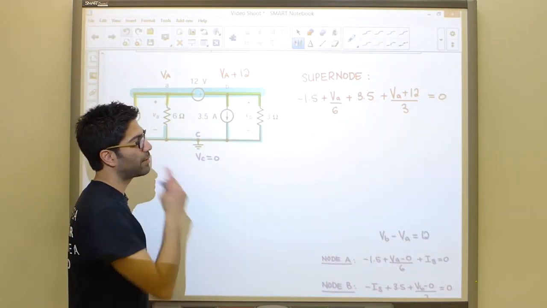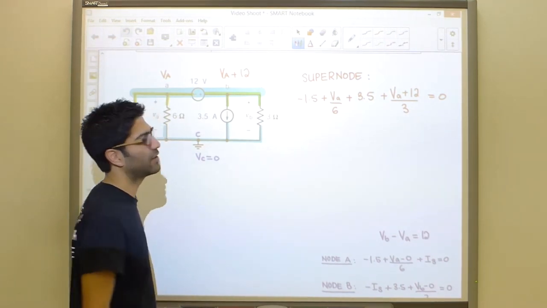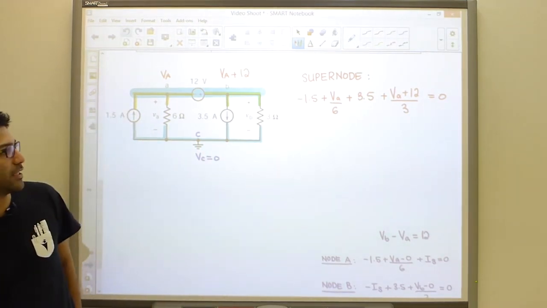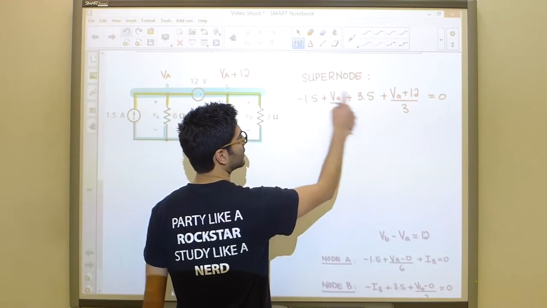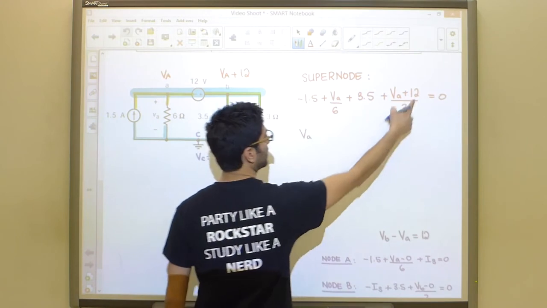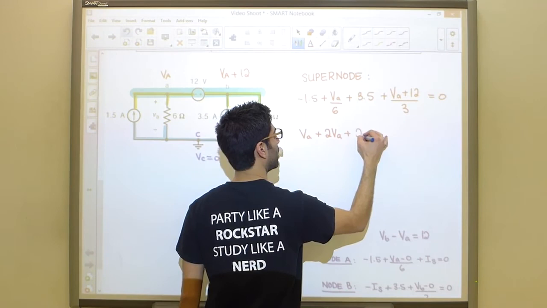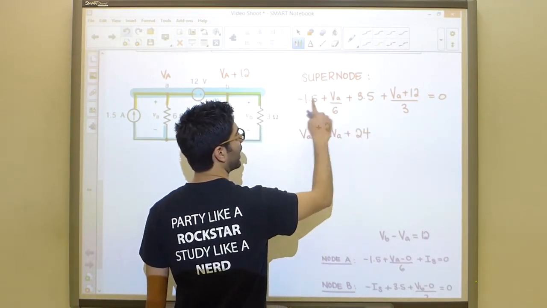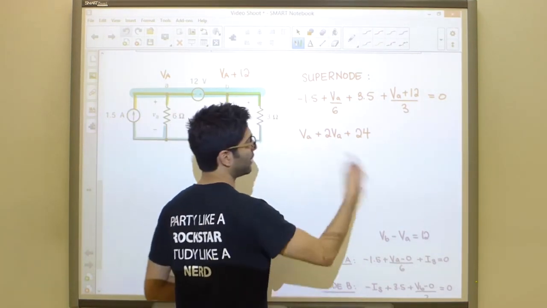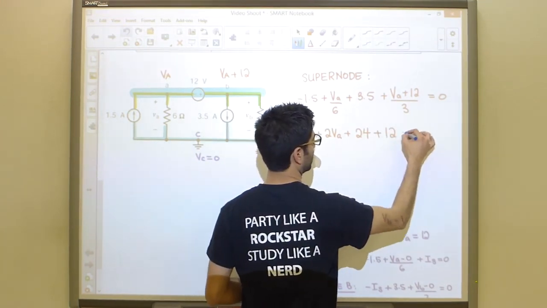So in order to solve this problem, we're going to start by multiplying everything out by 6. So let's start by multiplying each one of our terms by 6. That'll simplify things. I'm also going to take these constants to the other side. If I multiply this by 6, I get VA. Multiplying this term by 6 is going to give me another 2VA plus 24. 3.5 minus 1.5 is 2. And 2 multiplied by 6 is 12. So I'll take it to the other side all at once.